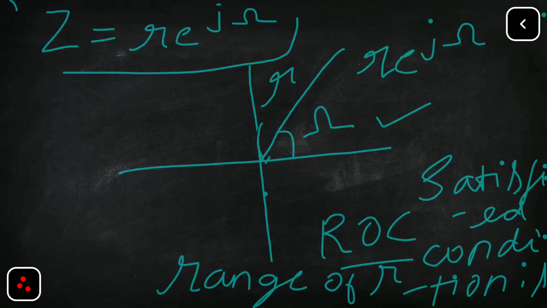And we also learned what the ROC is. Your ROC is the range of r for which the condition is satisfied. That is what I call the ROC, the region of convergence. So this is it for the derivation session. Let us meet in the next session, on the region of convergence properties, right?